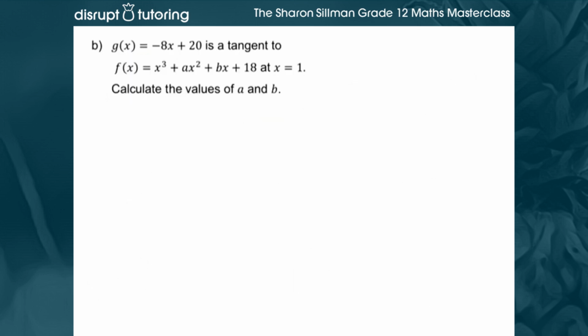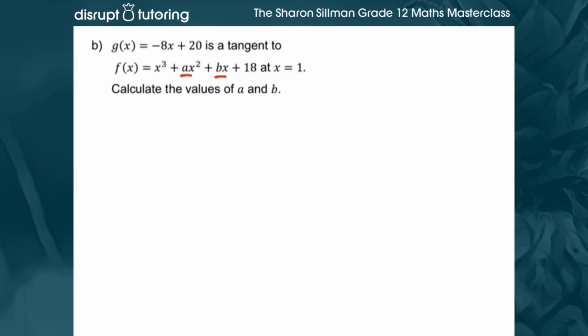Let's have a look at example 2. g of x is equal to minus 8x plus 20. That is a tangent to the function x cubed plus ax squared plus bx plus 18 at the point where x equals 1. We need to find the values of a and b. We are looking for two variables, so therefore there must be two pieces of information. And at first glance, this is what I was talking about earlier, you might think there's only one piece of information, that x equals 1.